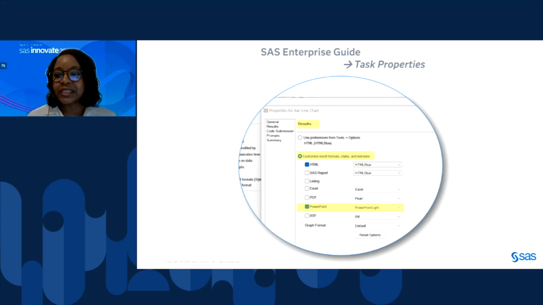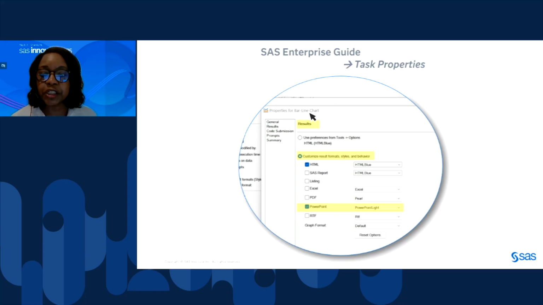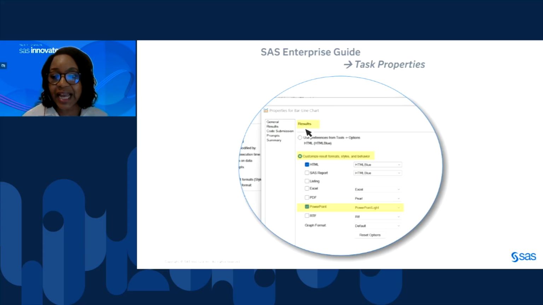Now, if you're a SAS Enterprise Guide user and you're using the point and click tasks, there's an easy way to create those PowerPoint results. For a task, like you're seeing here, this is for the bar line chart, you can go into the properties and the results properties of a task and customize the results format and choose from your selection list the PowerPoint output format. To the right of that, you can also choose a style sheet. The style sheet basically impacts the background colors and fonts. And that's it. It's that simple.